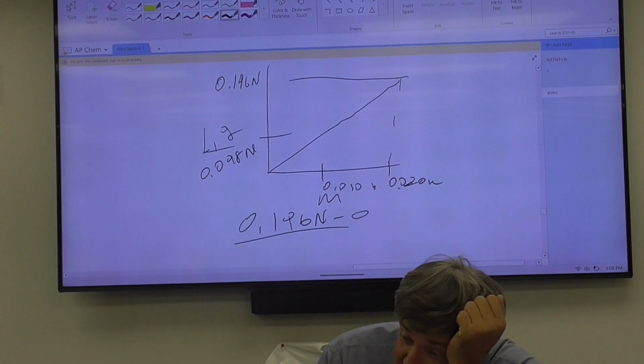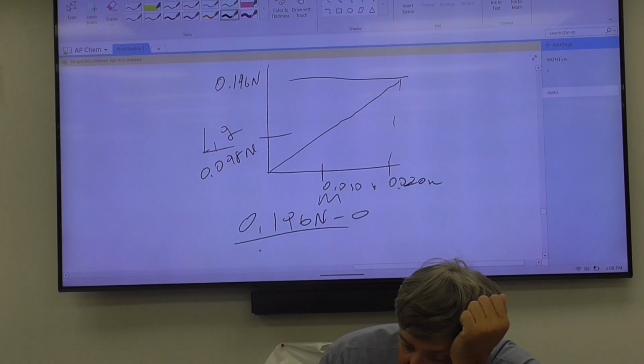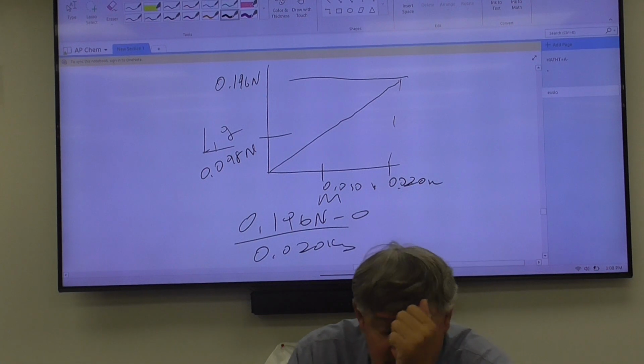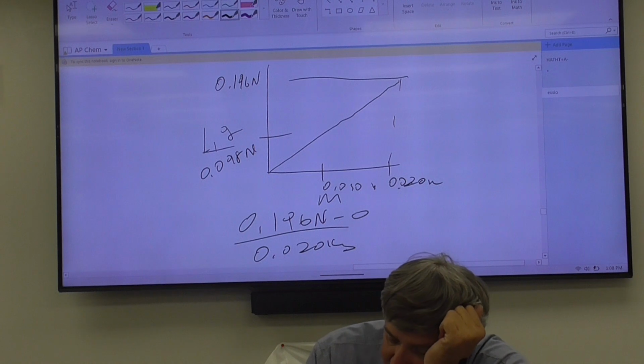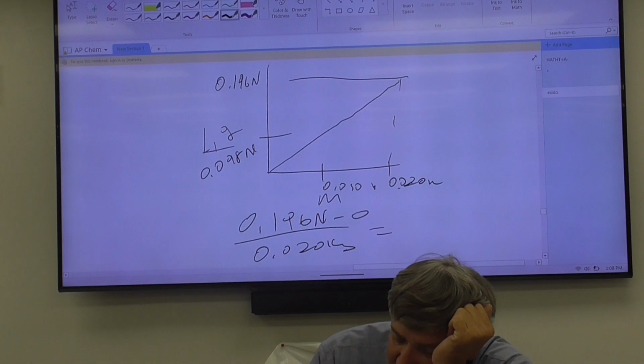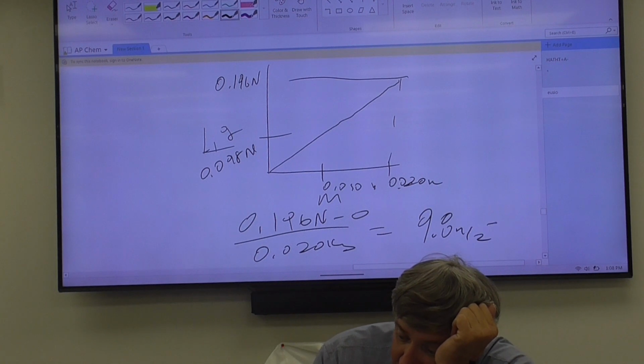minus 0, because this thing is going to go through 0, 0, because no mass, I have no force. And then I'm going to divide that by 0.020 kilograms. So somebody using the magic of your calculator, take 0.196 and divide it by 0.020 kilograms. Let me know what you get. 9.8. Ooh, we get 9.8 meters per second squared.